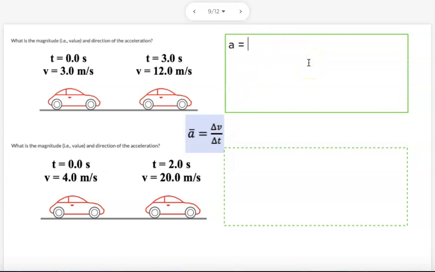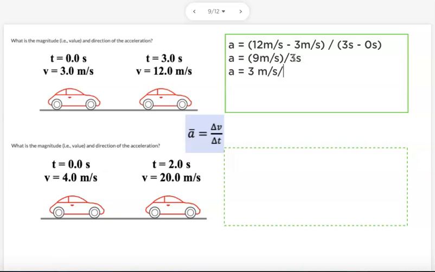These are non-graph examples. We want to find the average acceleration. All right, so A equals, in this first example, you're going from 3 to 12 meters per second. So 12 minus 3 divided by the change in time, which is 3 seconds minus 0 seconds. Simplifying that, that's 9 meters per second divided by 3 seconds. Simplifying that further, it's 3 meters per second per second. We'll come back to that unit in a second.